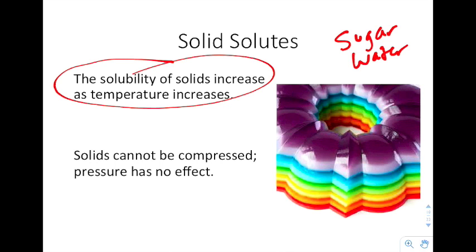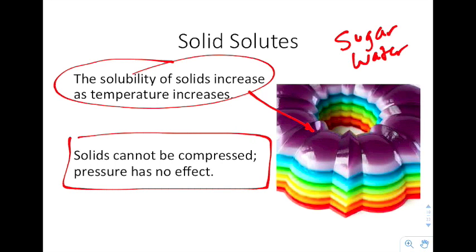That becomes particularly important when you have things like Jello. Whenever you make Jello, you're told to boil the water first and then add the gelatin mix, and then you put it in the refrigerator. The reason you bring it to a boil first is to dissolve as much gelatin in there as you can. Then when you put it in the refrigerator, it allows it to solidify. Now, since solids cannot be compressed, pressure has no effect. So if you were trying to squeeze a solution down somehow and press it in, it has no effect on how much solid you can dissolve.